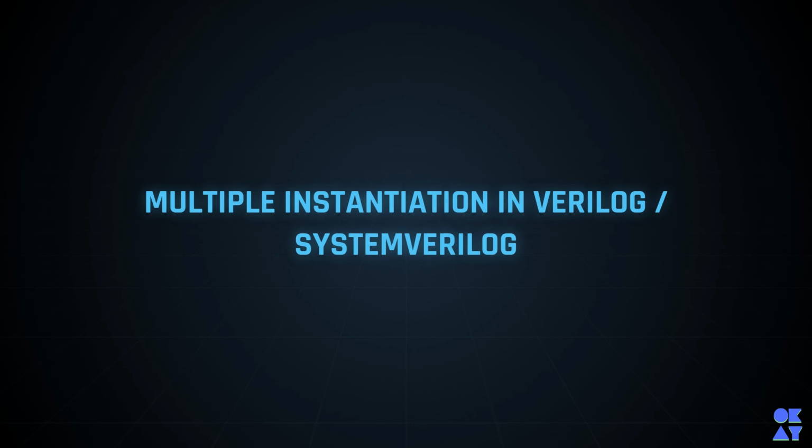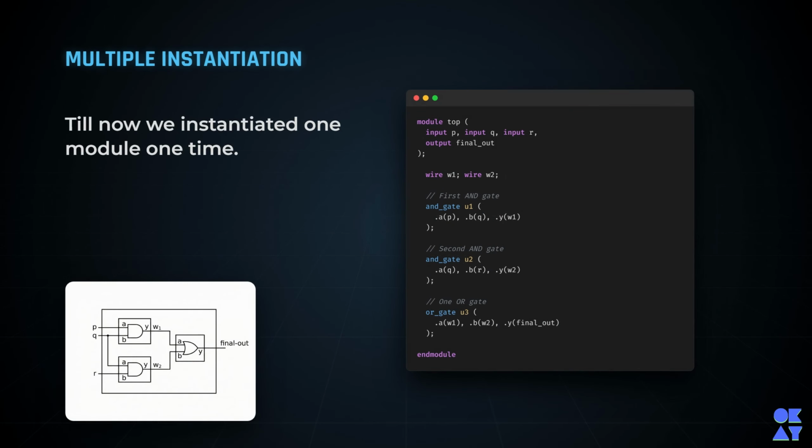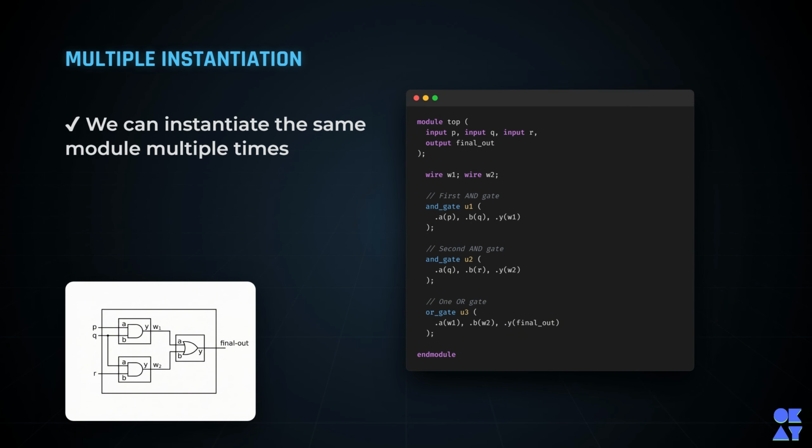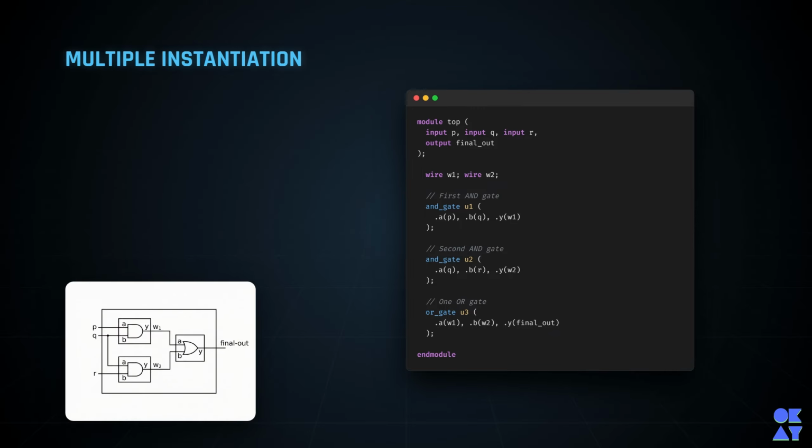Multiple instantiation in Verilog/SystemVerilog. Till now, we instantiated one module one time. But in real hardware design, we can instantiate multiple different modules, and we can instantiate the same module multiple times. Let's understand using a simple example.